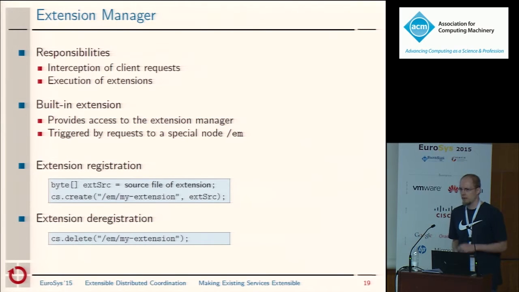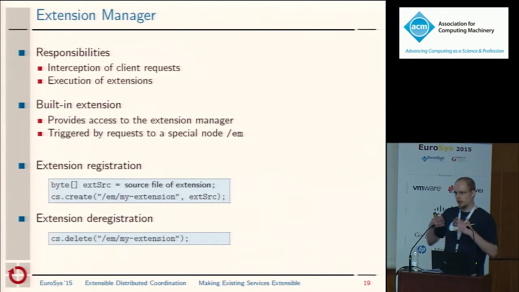In order to make a coordination service extensible, we introduce a new component, the extension manager, which is responsible for intercepting client requests, checking whether a request actually triggers an extension or not. If it does not trigger an extension, it is just executed as a regular operation. However, if it triggers an extension, the extension manager is also responsible for executing this extension. Now, usually, the extension manager is completely transparent to the client. There's no need for a client to interact with the extension manager. However, there are two exceptions, and these are extension registration and extension deregistration.